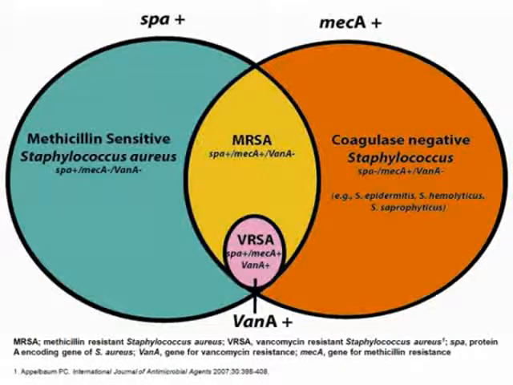This complex Venn diagram I'm going to try to break down for you is designed to explain detection using Staph aureus as an example. The large left SPA positive circle illustrates all staph strains carrying the SPA gene, which is a protein A encoding gene specific for Staphylococcus aureus. The large right MEC-A positive circle illustrates staph strains carrying the gene for methicillin resistance.